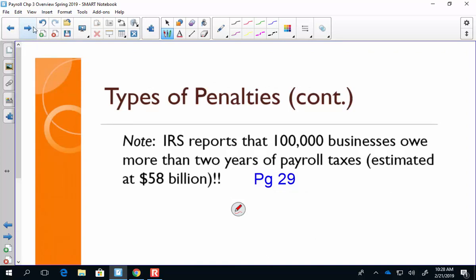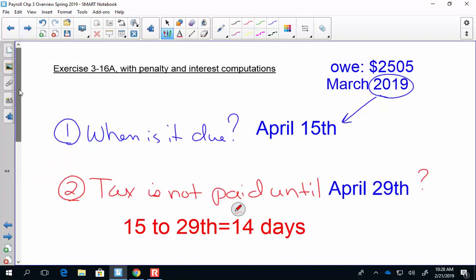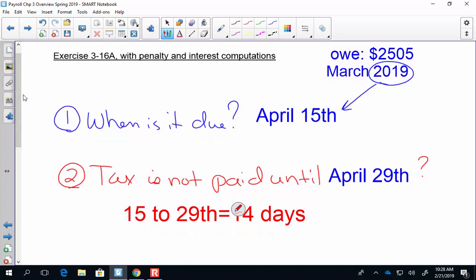And also, with many small companies, obviously, they go out of business, right? They don't make it. So the IRS says on page 29 that over 100,000 businesses owe more than 2 years of payroll taxes, estimated at $58 billion. When you consider the $5 billion that you're seeing in the discussion in today's world, $58 billion makes the 5 look quite small. So just some things to be watchful for. But I did use 13-16A as an example of how they compute the taxes.